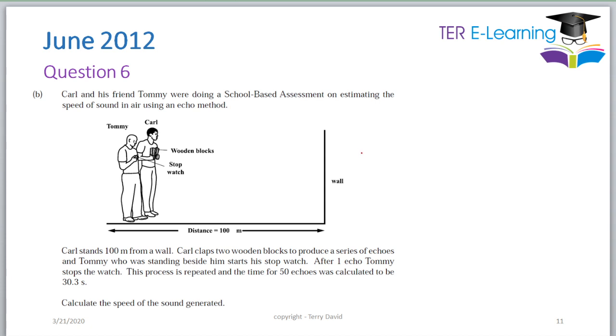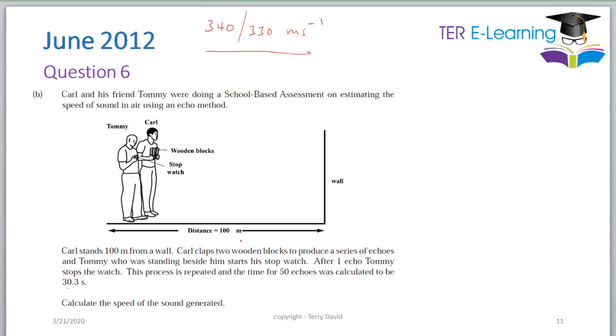Now, see why it's a good idea to know the order of magnitude of certain things. We know that the speed of sound should be around 340, or sometimes 330 or 340 meters per second. Even if you're unsure about how to do the calculation, you know this is the answer you're looking for, something around there. Now, you have 50 echoes, and the time taken for those 50 echoes is 30.3 seconds. So what we need to do is find the time for one echo.